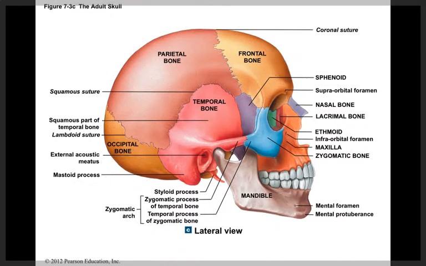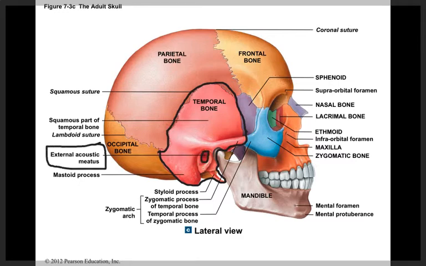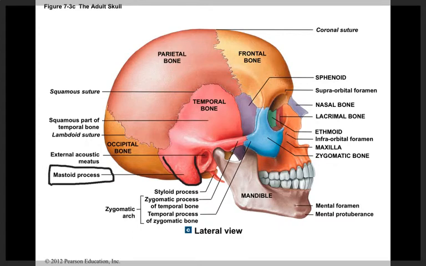We'll start by looking at the temporal bone. Again, this is the bone that's found on the side of your head, and we know that the ear opening is housed there. The opening to the ear is called the external acoustic meatus, so that is found in the temporal bone. Another structure that's found in the temporal bone is this large projection just posterior to that external acoustic meatus, and that is called the mastoid bone. That's the large bump that you can feel behind your ear.